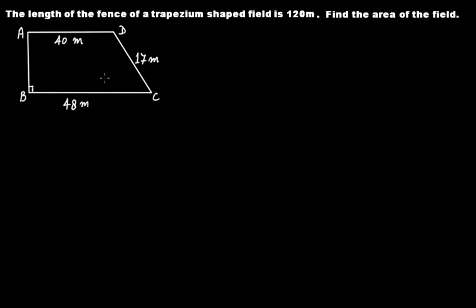Now, in order to calculate the area of a trapezium, we have a general formula that goes like this. Area of a trapezium is equal to half multiplied by this height, this perpendicular line segment height, and multiplied by the sum of parallel sides. This is a general formula to calculate the area of a trapezium.